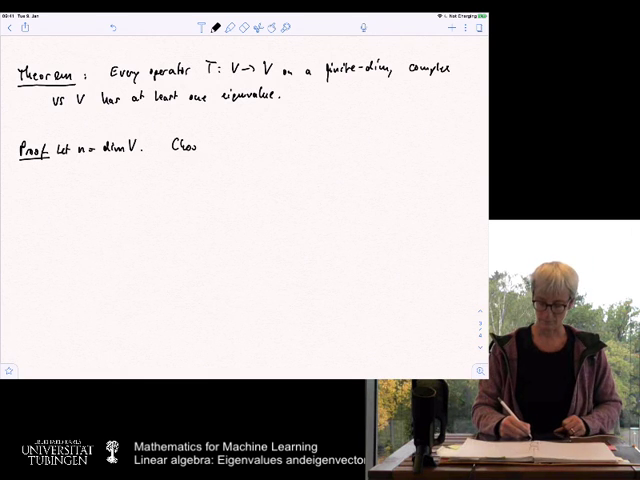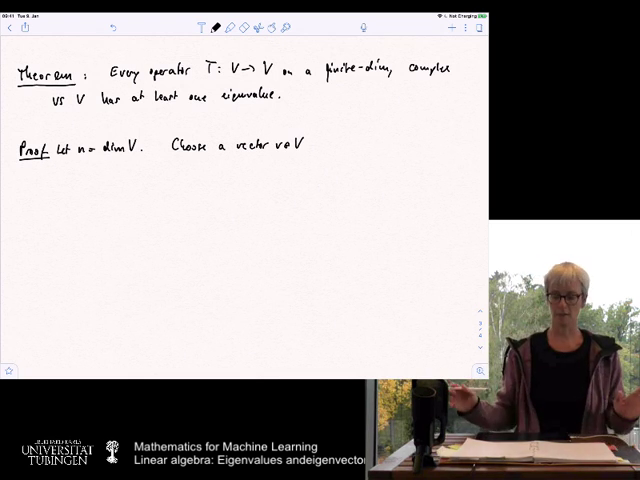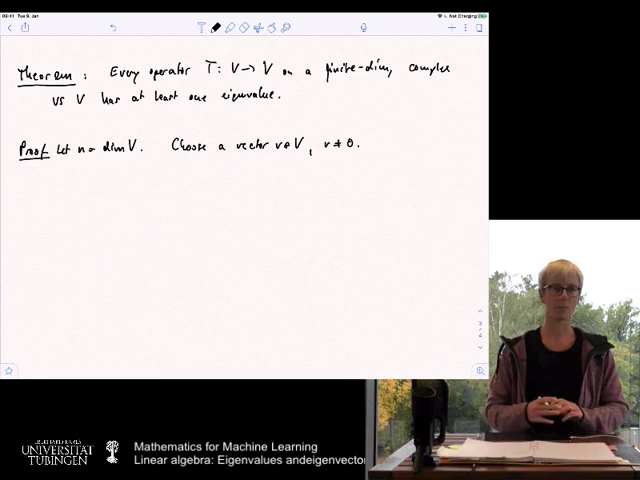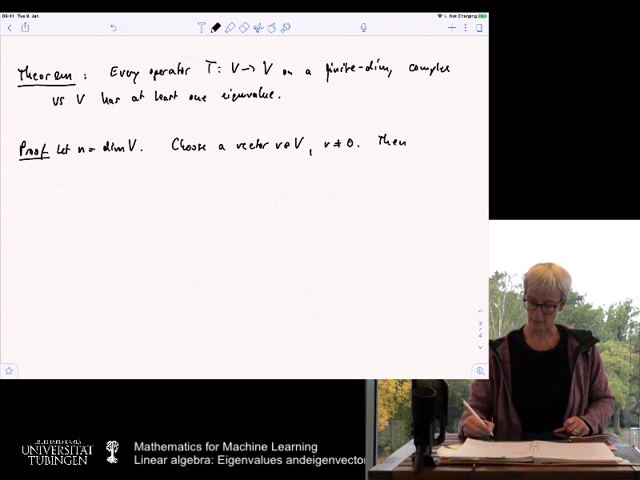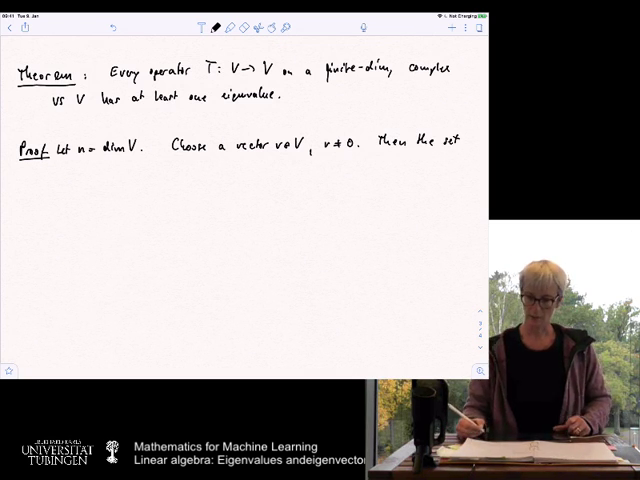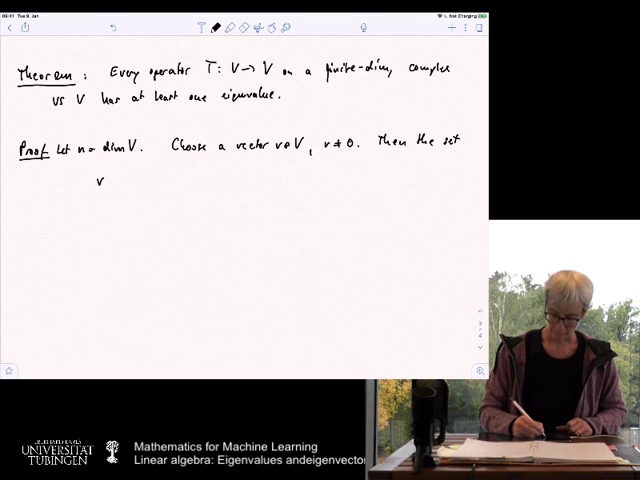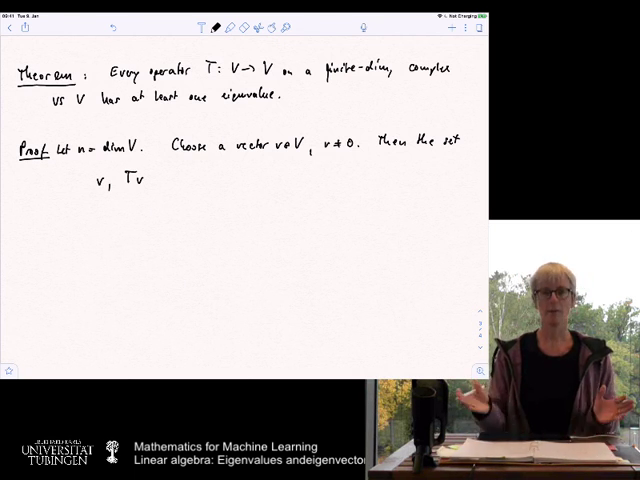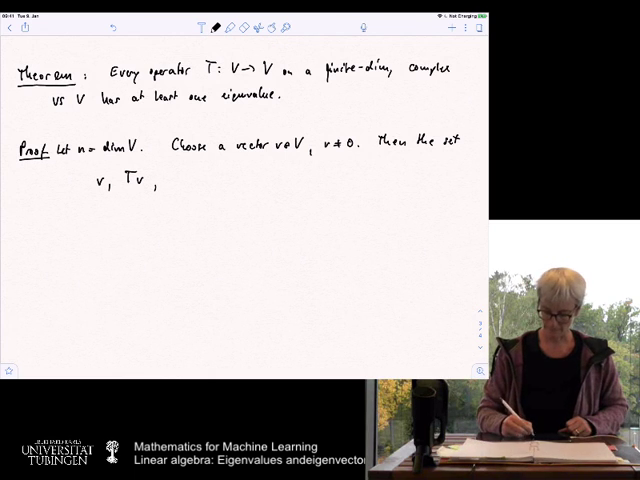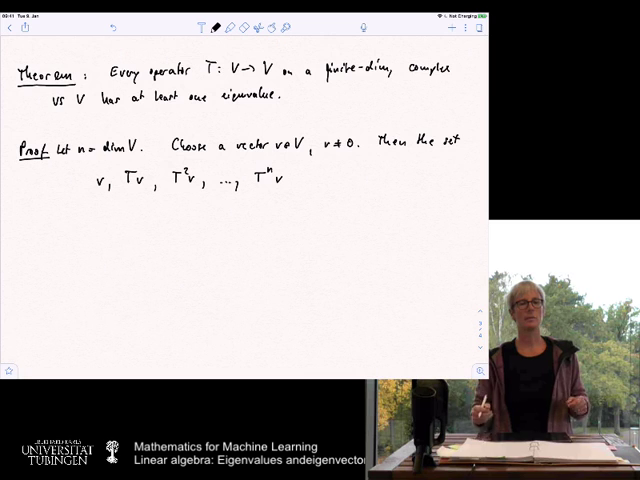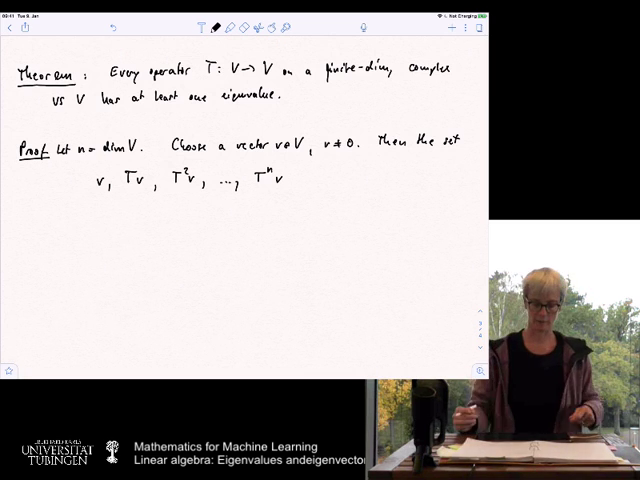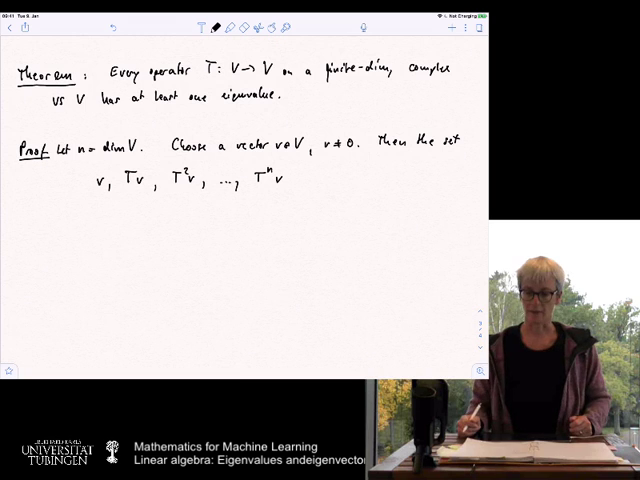Now we choose a vector v in V. It can be any vector, except it should not be the 0 vector. So you just pick a vector. And then we consider now a set of vectors. Let me first write it down. We consider the set consisting of v, Tv, so we apply the linear mapping once to v, T squared v, until we end up with T to the power of n times v. So recall, T to the power of something means I apply the operator as many times as we have in the exponent.